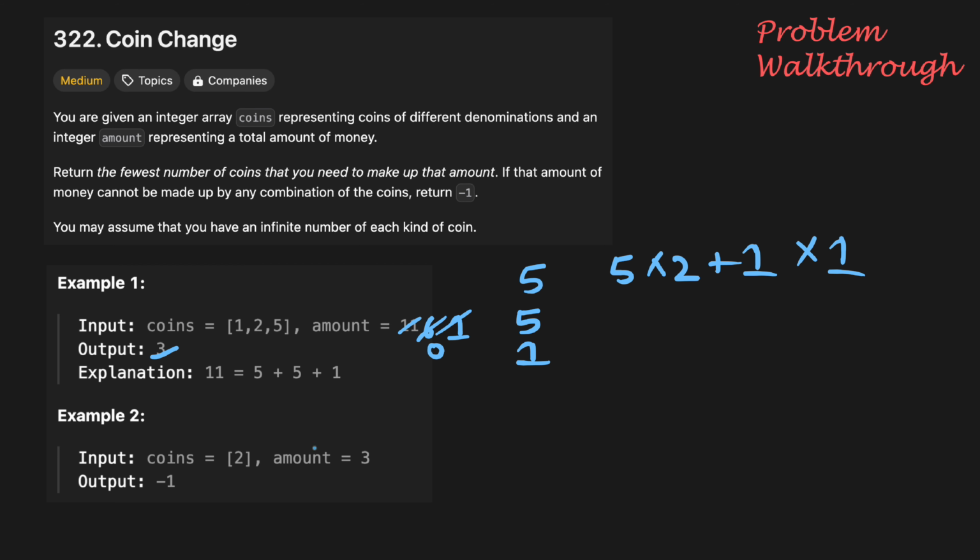Then in example 2, we are given infinite supply of coins with denomination 2 and amount is equal to 3. So we try to make a change. We pick up the coin of denomination 2 and now we have amount remaining as 1. But at this point, we cannot proceed further because there is no denomination available to match this amount 1. Hence, it is impossible to make up the amount 3 with the given denominations and so we will return -1 as our answer.